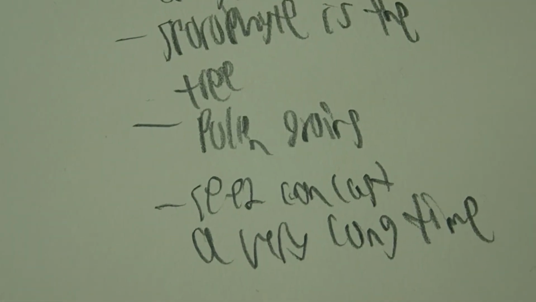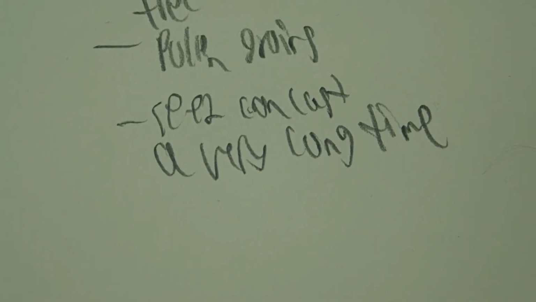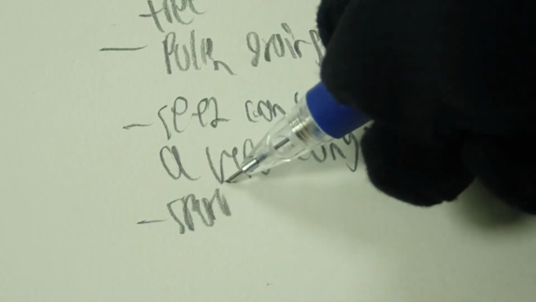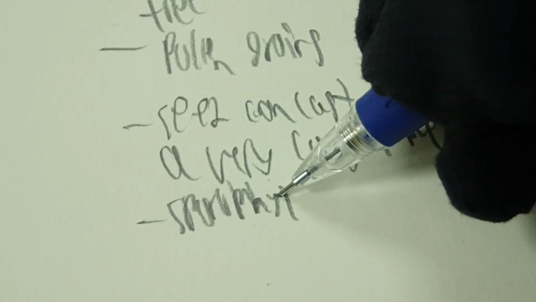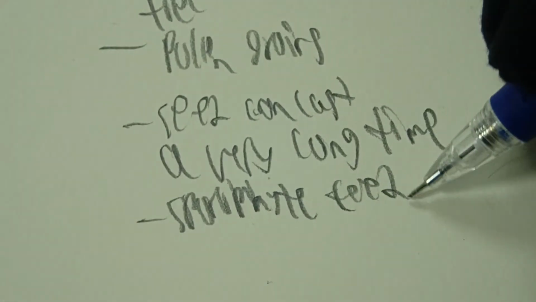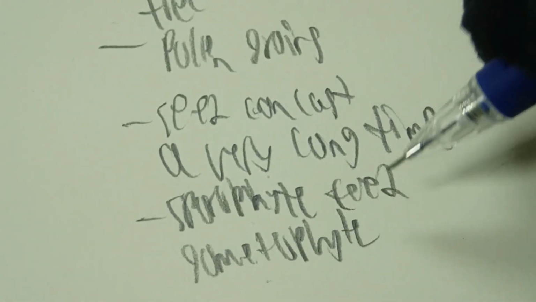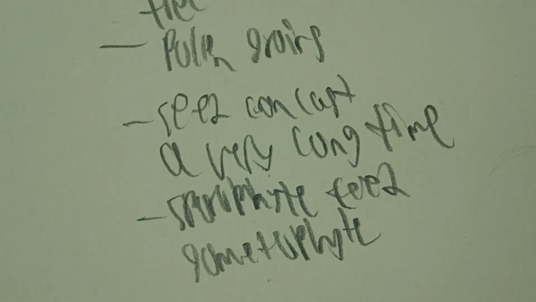And during the seed growth, the sporophyte feeds the gametophyte, and this means that since the gametophyte can't get water on its own, but the sporophyte can, it is no longer bound to needing wet areas for reproduction purposes.